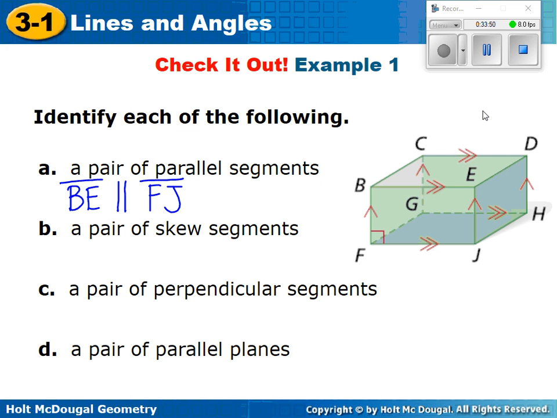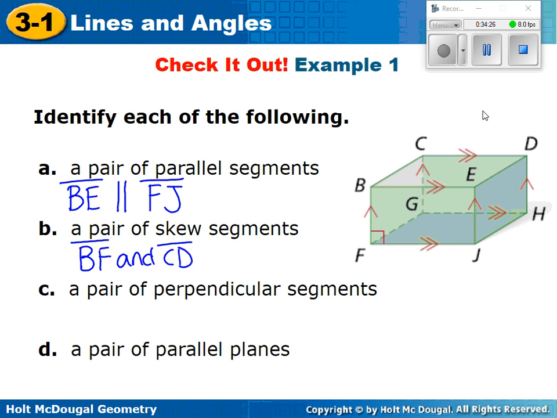Okay, let's go with Tori. Can you give me a pair of skew segments? Okay, EF is not actually in our picture. That would be this line segment here. Can you name some that are in the actual picture that are drawn? BF and CD, very good. Is that what you said? I'm sorry. I thought you said EF. BF and CD. Good job.